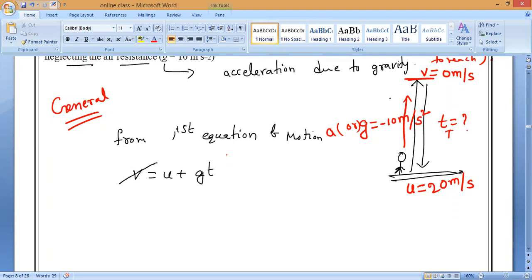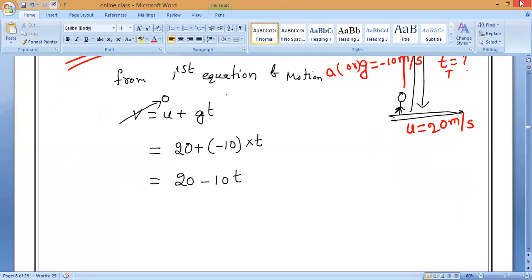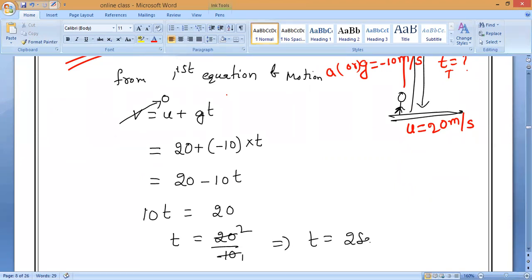Now you tell me, what is the final velocity? Final velocity is zero. Initial velocity is 20, plus G value, how much, guys? G value is minus 10, into t. Now 20 plus, into minus, how much? Minus 20. Now 10 minus 20 will come this side. What will it become? Plus 20. So 20 equals 10t. Now t is equal to 20 divided by 10. So 10 ones are 10, 10 twos are 20. So what is the time taken to go up? t is equal to 2 seconds.